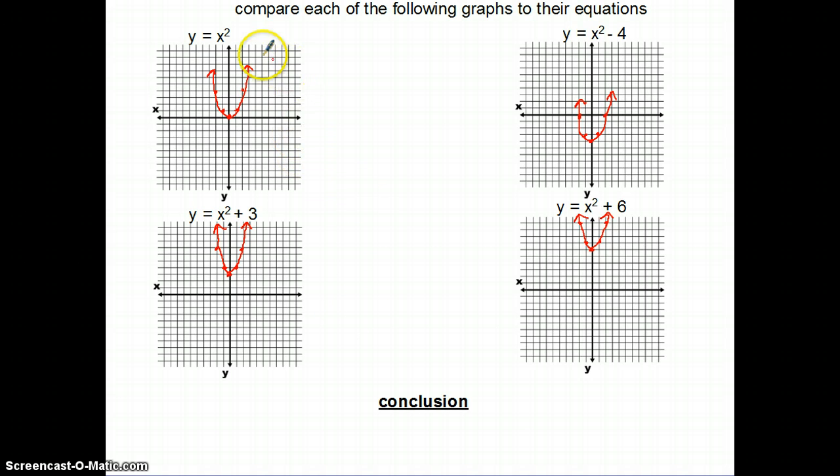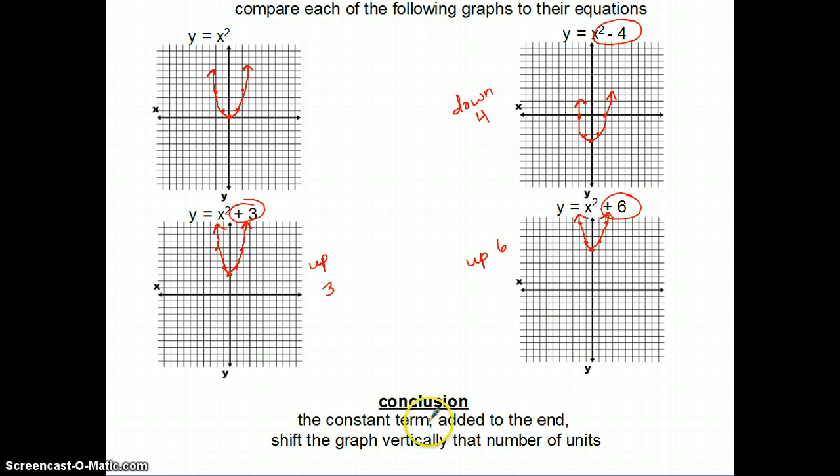If you notice, this graph was centered at the origin. This graph was shifted down 4 units. This graph was shifted up 3 units. And this graph was shifted up 6 units. So from this original, we just moved it up or down. You might notice that that shift was related to the number that we added on to the end of each equation. So our conclusion? The constant term, or the number that's just added on to the end, shifts the graph vertically that number of units.